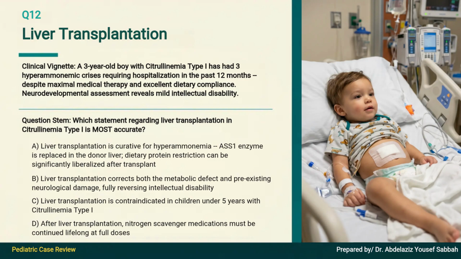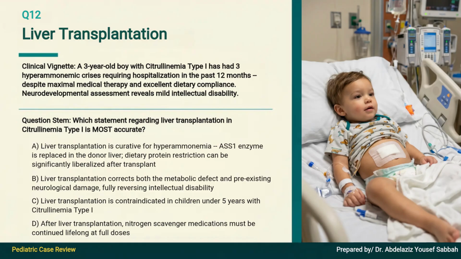Case 12. A 3-year-old boy with citrullinemia type 1 has had 3 hyperammonemic crises requiring hospitalization in the past 12 months, despite maximal medical therapy and excellent dietary compliance. Neurodevelopmental assessment reveals mild intellectual disability. Which statement regarding liver transplantation in citrullinemia type 1 is most accurate?